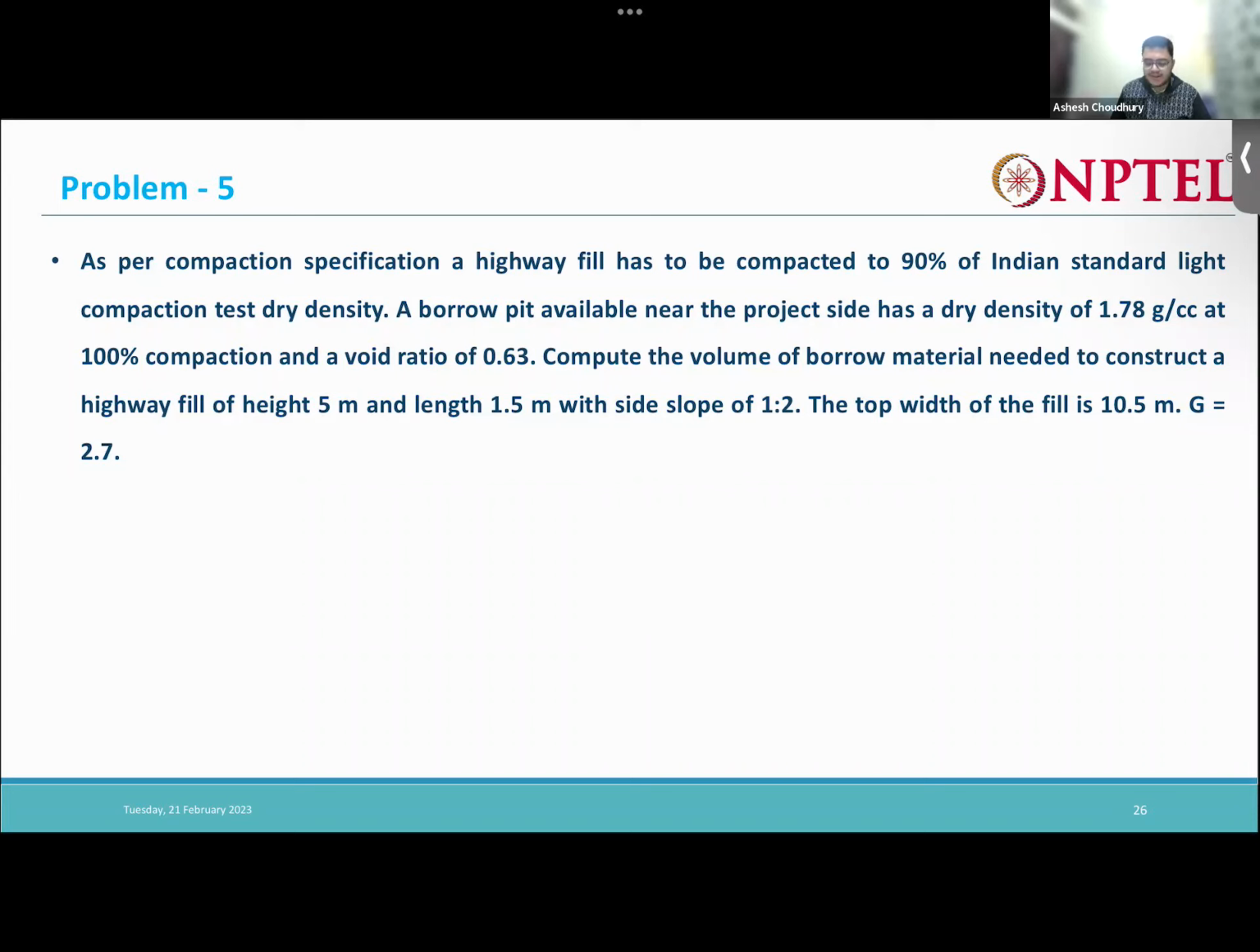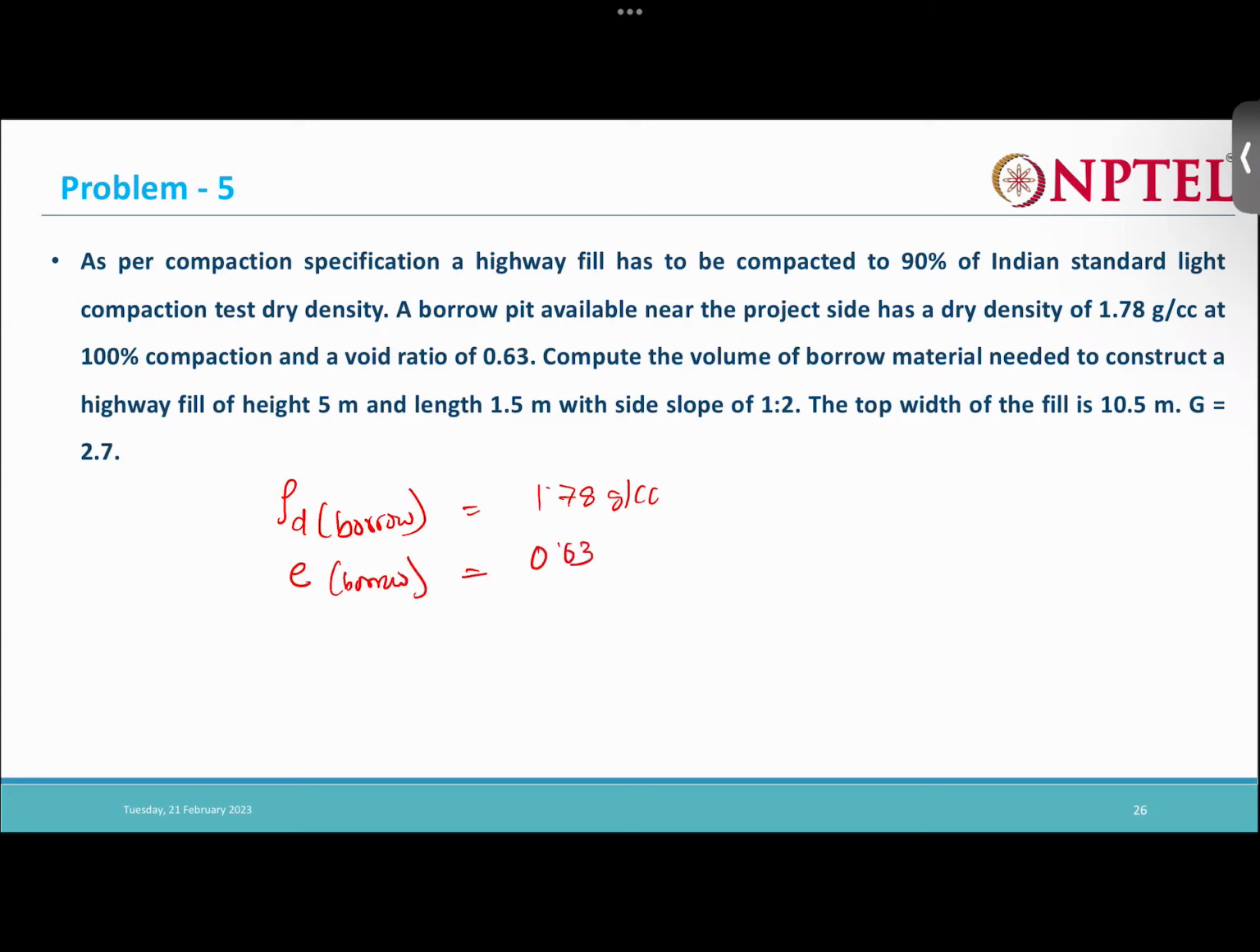Compute the volume of borrow material needed to construct a highway fill of height 5 meter and length 1.5 kilometer with side slope of 1:2. The top width of the fill is 10.5 meter, and G is given as 2.7. Maximum dry density from the borrow pit is given as 1.78 gram per cc, and void ratio from the borrow pit is given as 0.63.